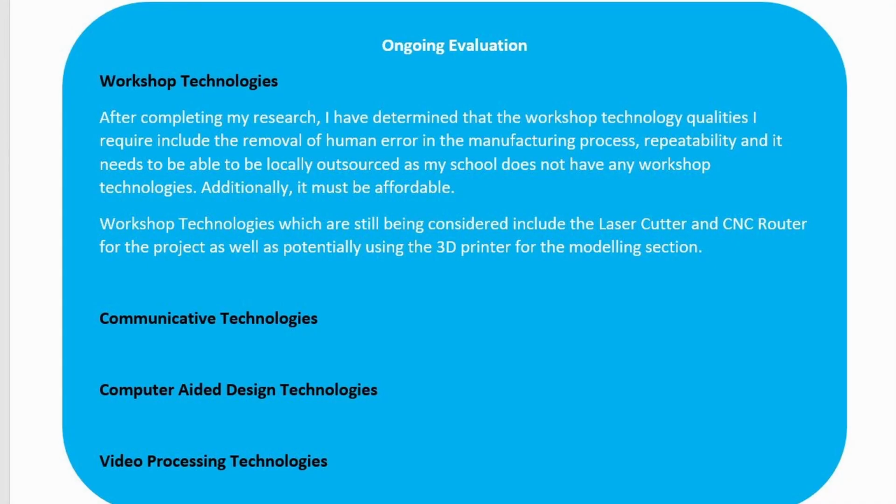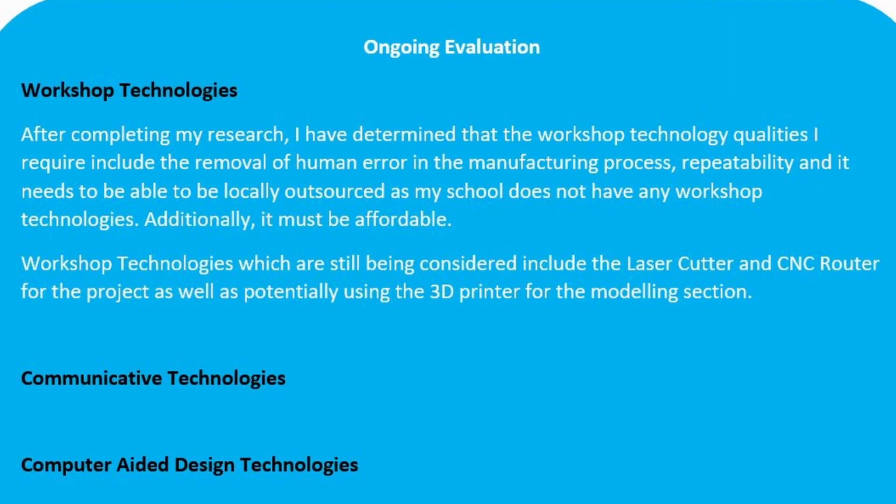For the ongoing evaluation, it's important to break it up into its 4 categories. Our response may look something like this. After completing my research, I've determined that the workshop technology qualities I require include the removal of human error in the manufacturing process, repeatability, and it needs to be able to be outsourced locally as my school does not have any of the workshop technologies.